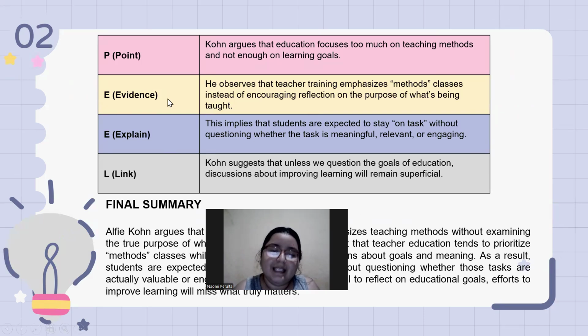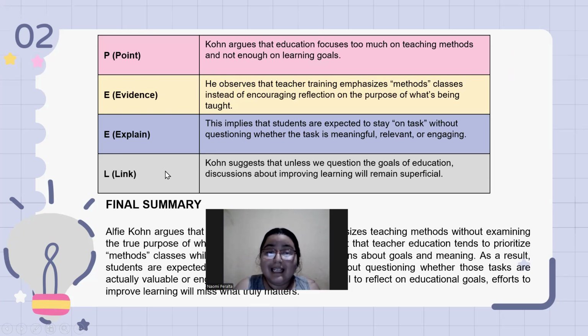Then we are going to give evidence, all the information that supports our thesis. The thesis, like the topic. Okay? He observes that teachers try to emphasize methods and classes instead of encouraging. This is the evidence, all the things that support our point. Then we are going to explain why this evidence supports our point. That implies that the students are expected to stay on task. This is why. Finally, we have the link.